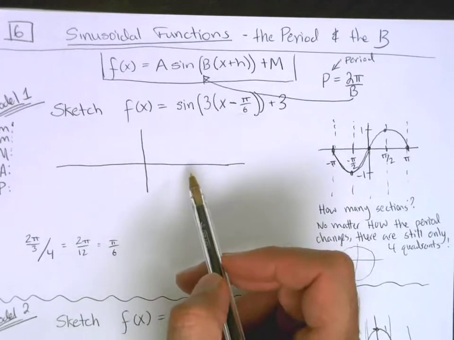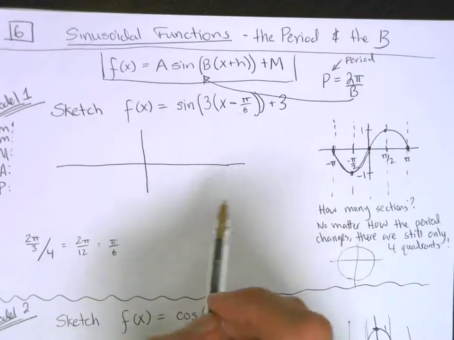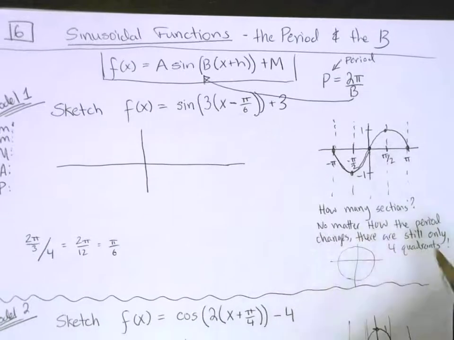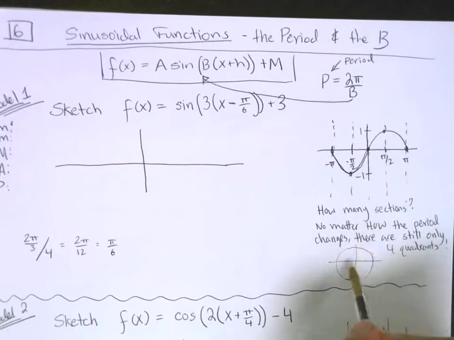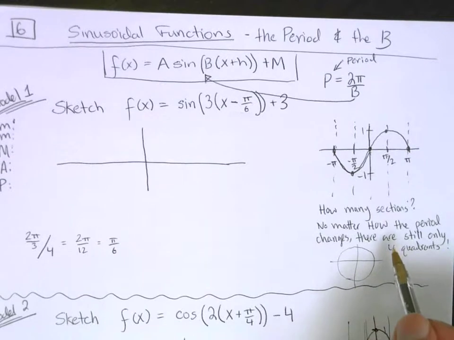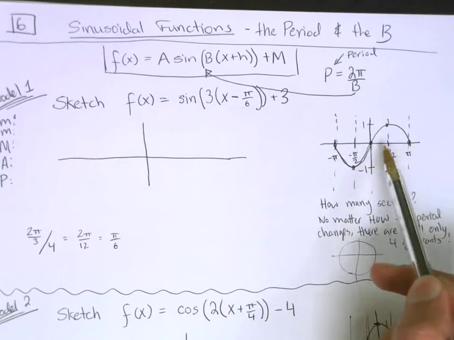And so here's the idea, right? You've read through this little sentence, and no matter how large or how small we make the circle, ultimately there's only 4 quadrants. And those quadrants correspond to these sections. So the idea is I could think about splitting up the period, the length of this interval, into 4 parts.